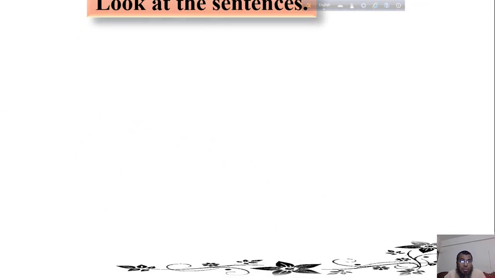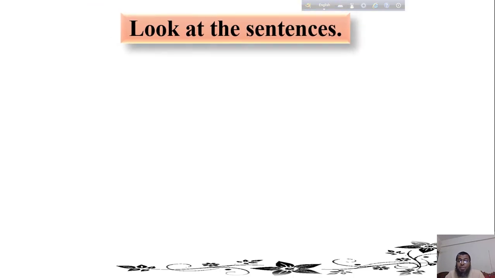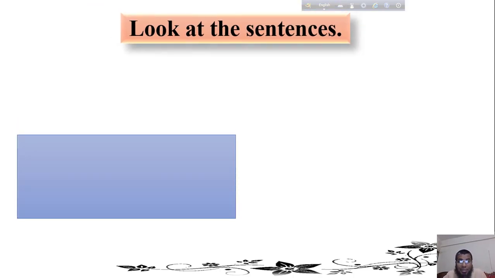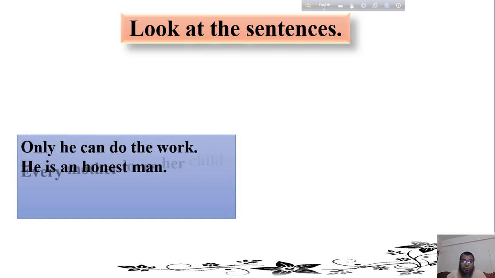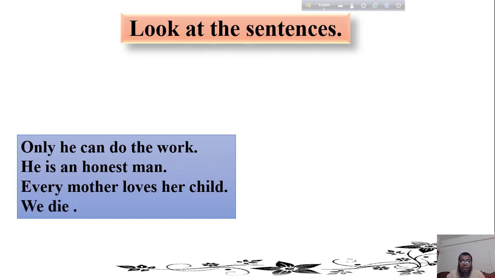Okay. Now, my dear students, there are some examples here. Now look at the sentences here. Okay, only he can do the work. Only he can do the work. So here we are describing, or giving a statement about a person, and here we confess or agree that he can do the work.